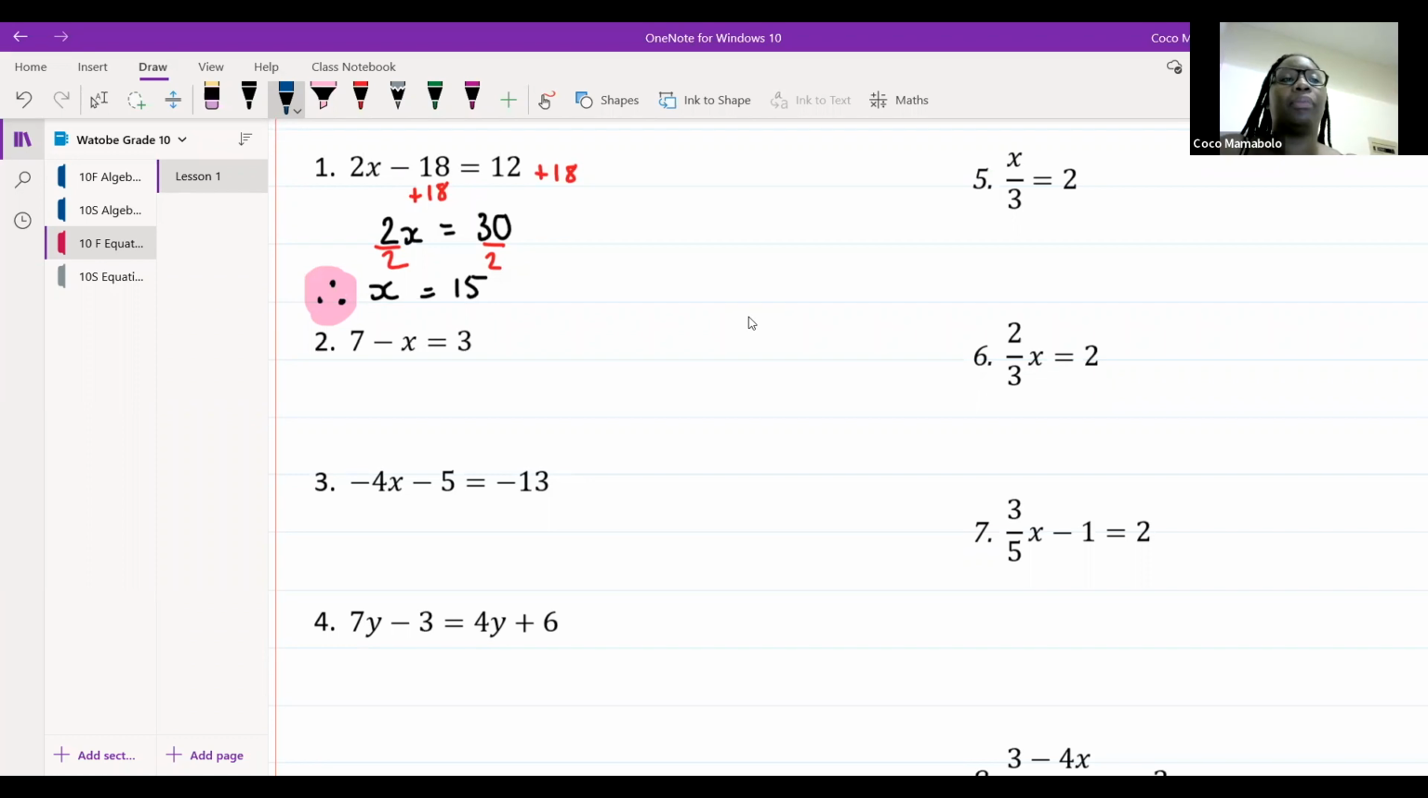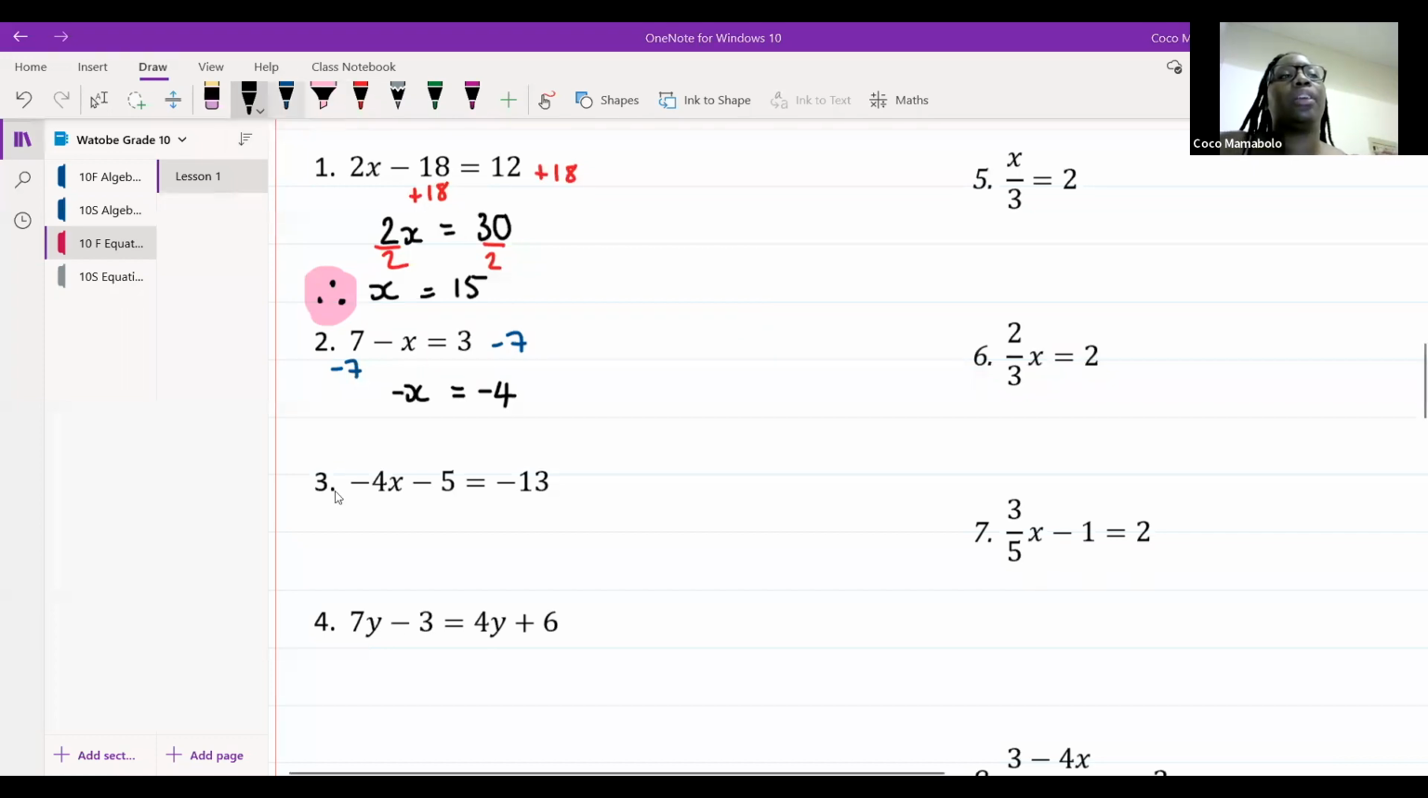I said negative x is equal to 3 minus 7. Good, so we minus 7 and we minus 7. So negative x is equal to 3 minus 7. And how much is 3 minus 7? It's negative 4. Good, negative 4. But I don't want negative x. I want x. What do we need to do?